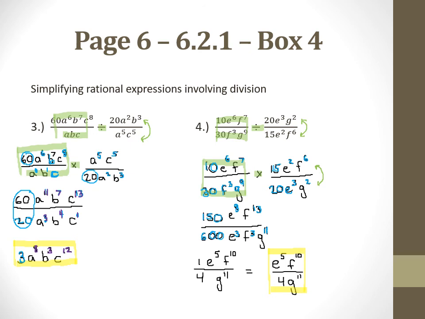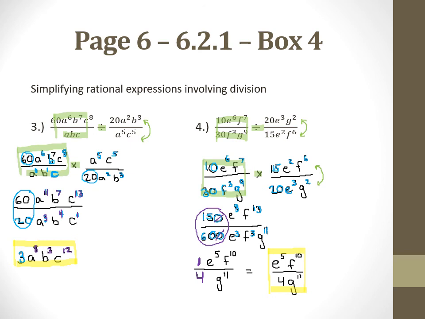And now I simplify my fractions. 150 divided by 600. First we want to simplify that. That's the same as 15 divided by 60. Those are both divisible by 15. 15 over 60 is the same as 1/4. So I simplify that fraction. 15 over 60 is just 1 over 4.